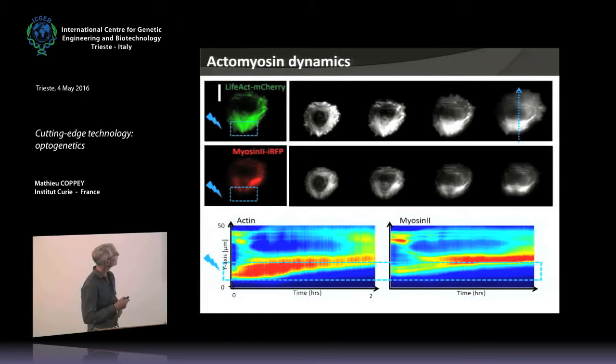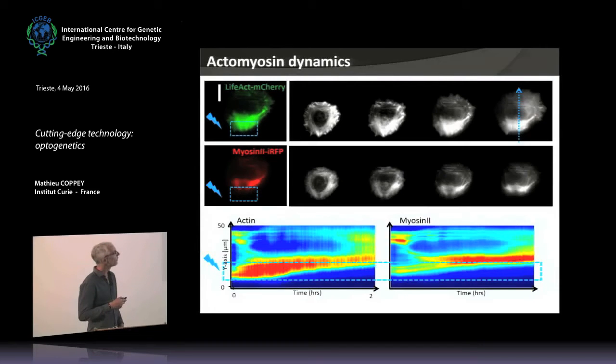And what we saw, to summarize the story, is that when you activate RhoA, these are movies, I don't know if you can see them, when you activate locally, of course you see this local recruitment of actin, as I presented before. And because you have more actin, you also have more myosin recruited here, because myosin is targeted to actin.